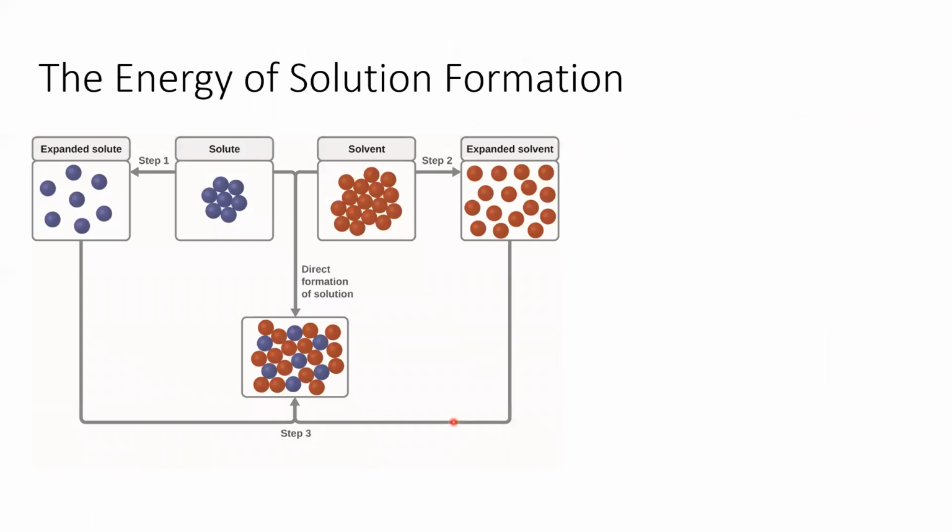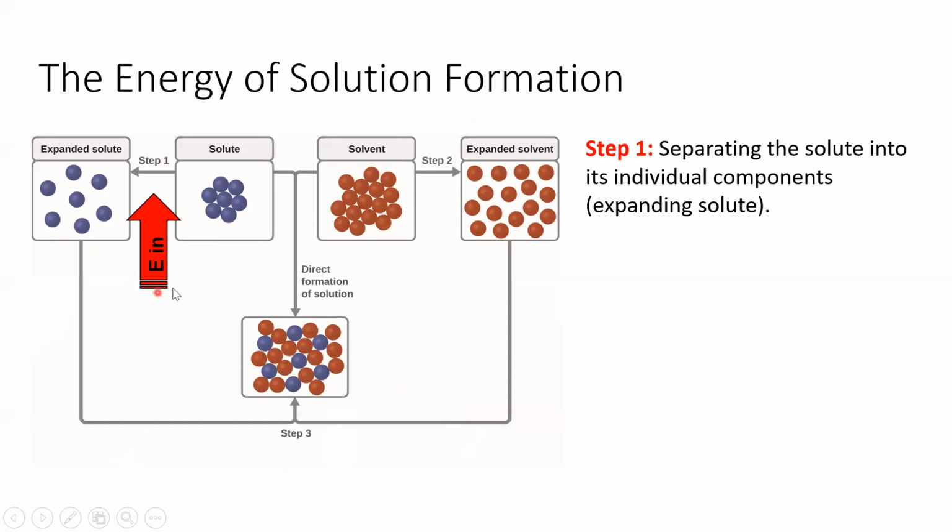Now, energy. There are three things that need to take place in order for us to make a solution. The first thing that has to happen is the solute particles have to get spread out. We have to break some of the intermolecular forces that are holding the solute particles together, and we expand those solute particles. That's an endothermic process. We have to add energy in order to prepare the solute to dissolve in the solvent.